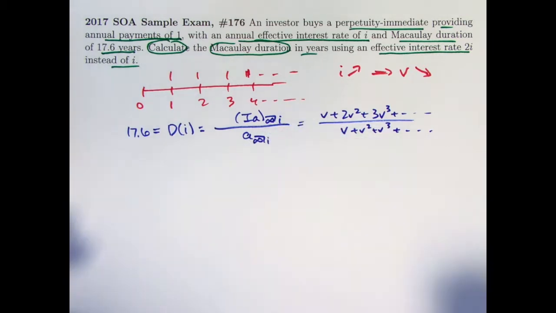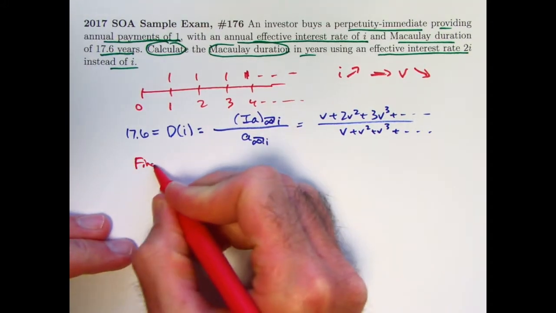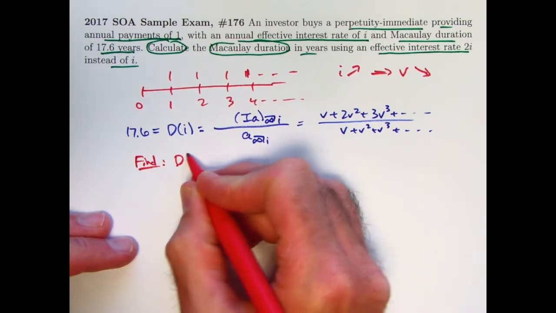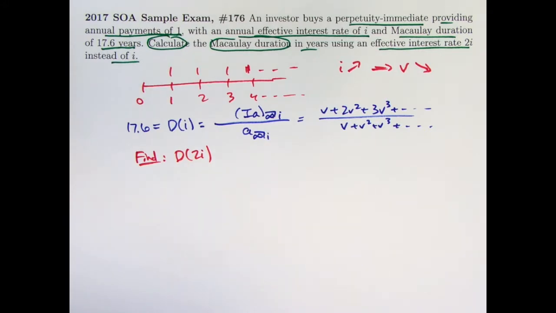Okay? But you should know this, okay? That will be the Macaulay duration of a perpetuity immediate. And what is our goal? Our goal is to find what happens when we replace i by 2i. Find the duration at interest rate 2i, okay? So let's figure this out by reminding ourselves what the formulas are for these things.